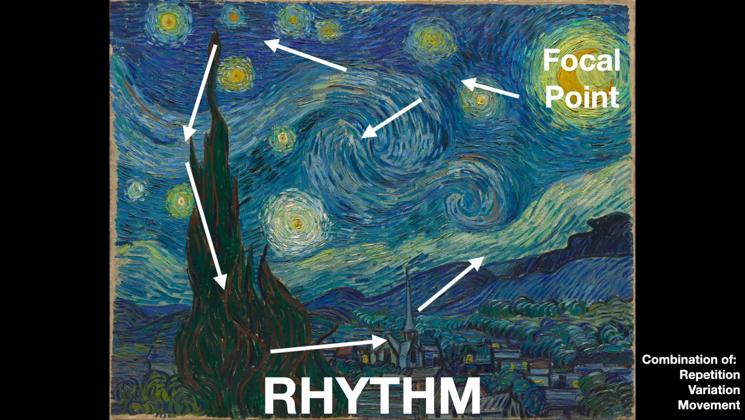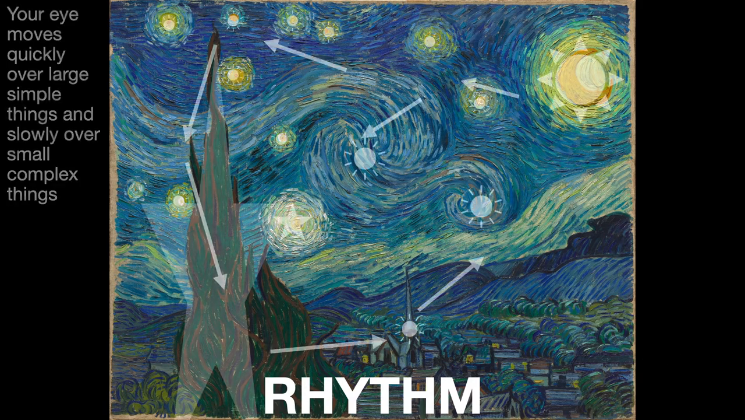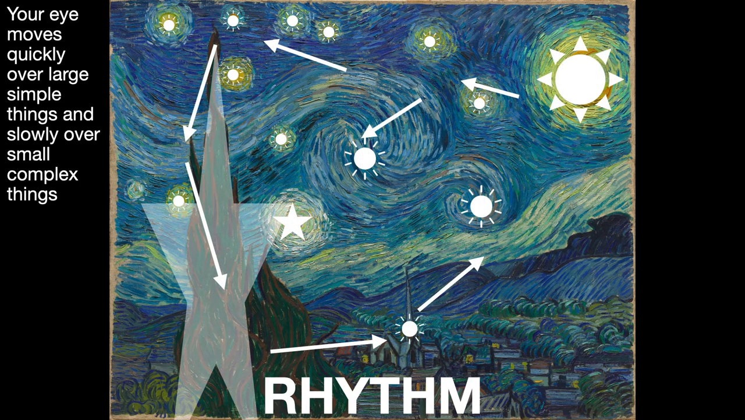Rhythm is the combination of repetition, which is regularly occurring elements, like the striped hills, trees, and some of the evenly spaced stars. Variation, some of the less evenly spaced stars, the visual hierarchy that we noted, the different counterpoints. These are elements that contrast. And movement, that's the path that our eye follows that will dictate what order we see things in. So your eye moves quickly over large, simple things and slowly over small and complex things.